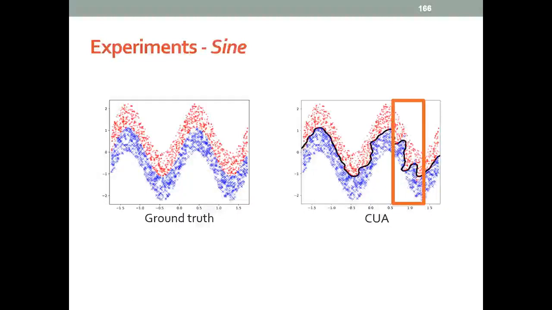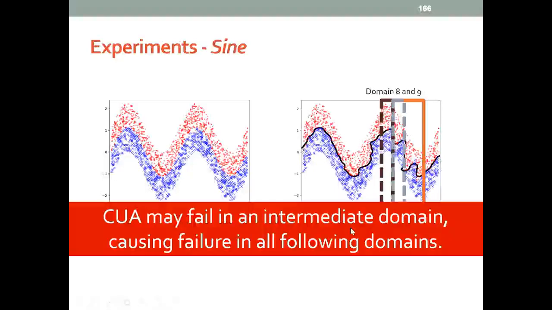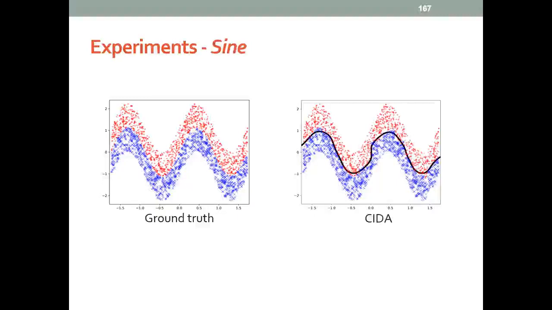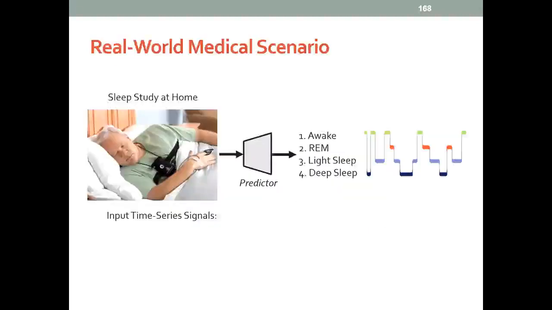That means if it fails in some intermediate domain, it's going to cause catastrophic failure in all following domains. For example, CUA is going to adapt from domain 5 to domain 6, from domain 6 to domain 7, from 7 to 8, and from 8 to 9, and it fails catastrophically here, leading to poor performance in all following domains. In contrast, our SIDA can successfully and simultaneously adapt across all domains.